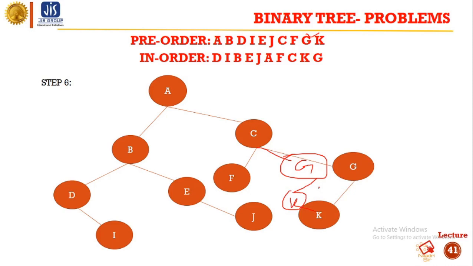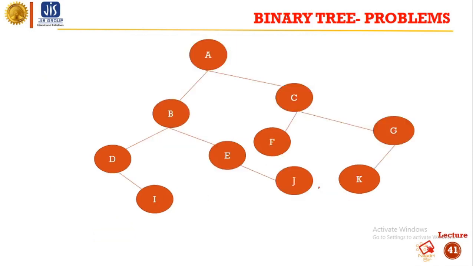Now we'll do the post order traversal of this binary tree. As you can see, this is how to draw a binary tree from the in-order and pre-order traversal. Now we will do the post order traversal. In post order traversal, it is first left, then right, and after that it is root. So it is left, right, and root.